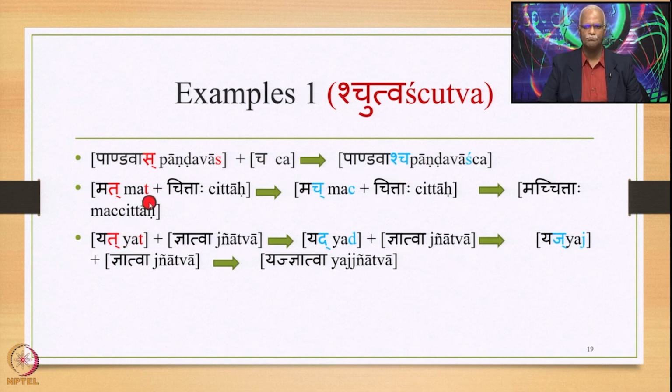Similarly, matchitta madgata prana. So we have mat plus chittaha, and this ta, which comes immediately before cha, is substituted by cha, and we get the output mach chittaha, that is matchittaha. Yajñatva mokshase shubhat. So yat plus jnatva. Here there is ta followed by j, and so this ta first gets substituted by da, and then this da gets substituted by j. So finally you get yajñatva as the output generated.